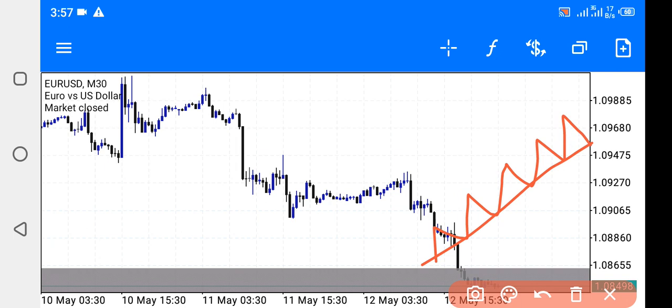So now the market is making higher highs, higher lows, higher highs, higher lows, and higher highs. Now we know that when the market touched our trend line, it moved all the way up, touched our trend line again here, moved all the way up, touched our trend line here again, moved all the way up.